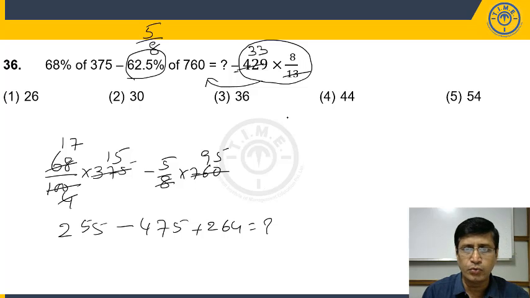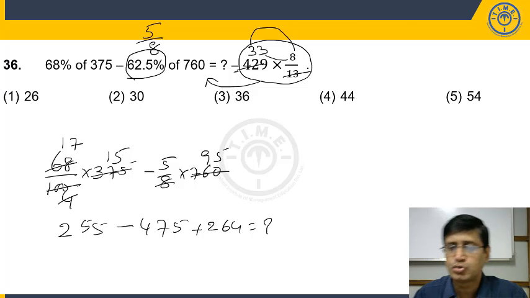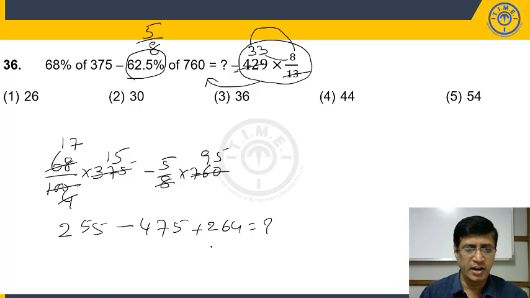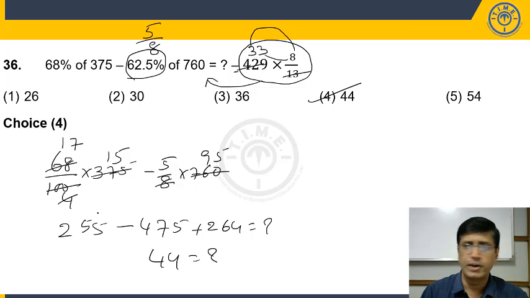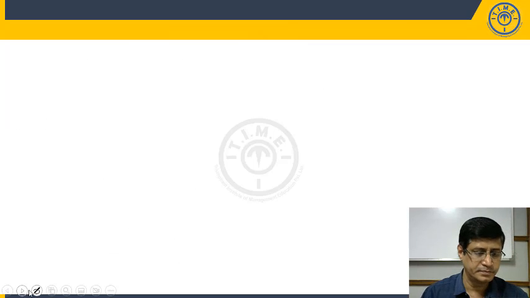I am saying 240 means 30 times of 8, and 3 times of 8. 30 times of 8 is 240 plus 24, it is 264. The sum of these numbers is the answer, that is 44. Option number 4, the right choice is 4.